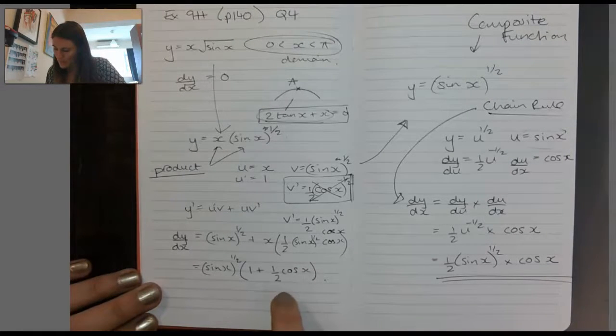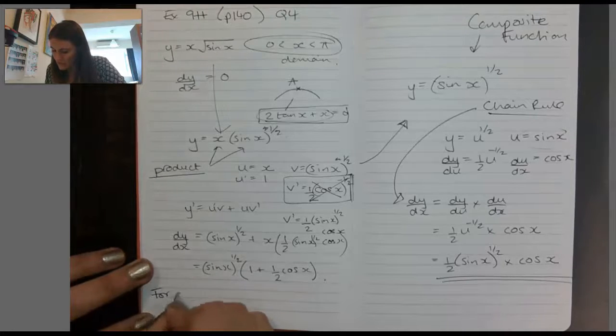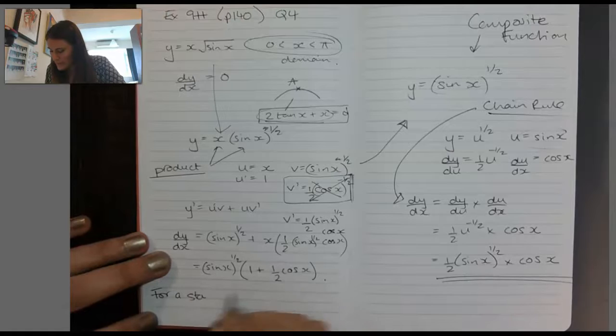Okay, for this to be for a maximum point or for a stationary point, this thing here has to equal 0.